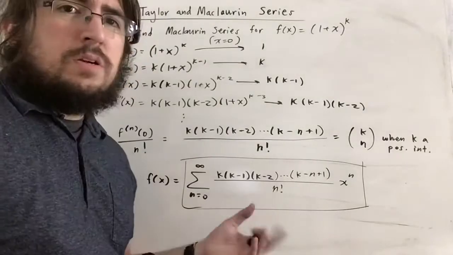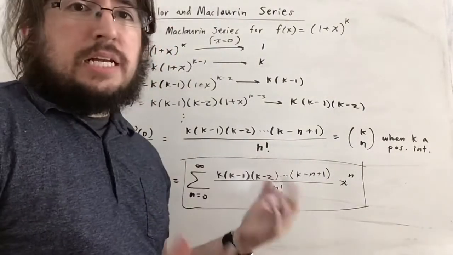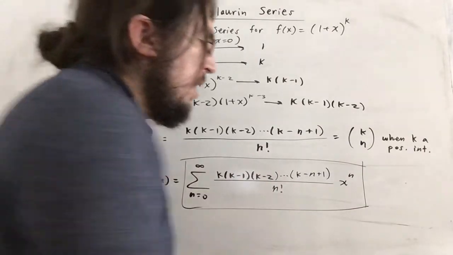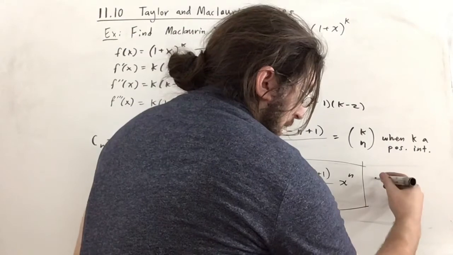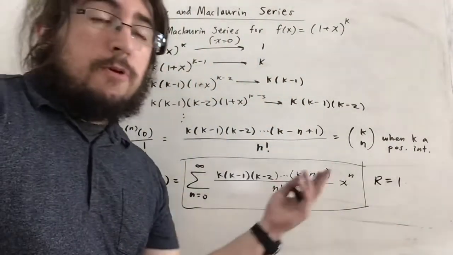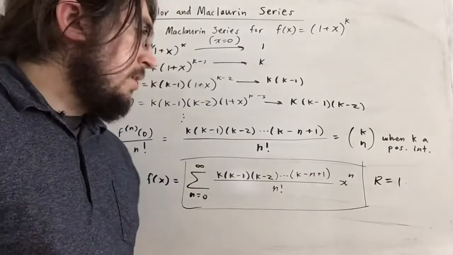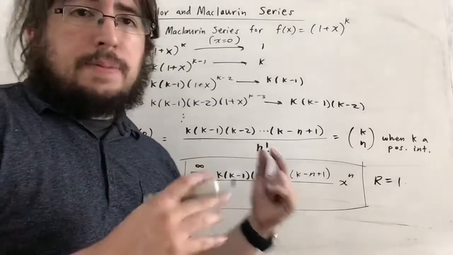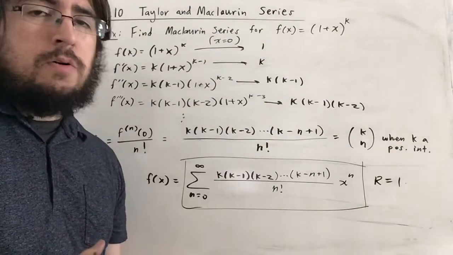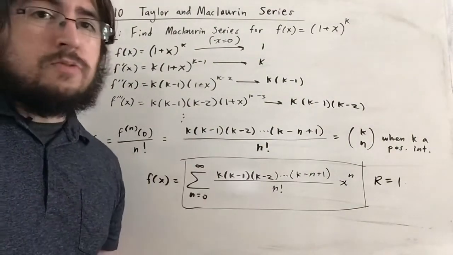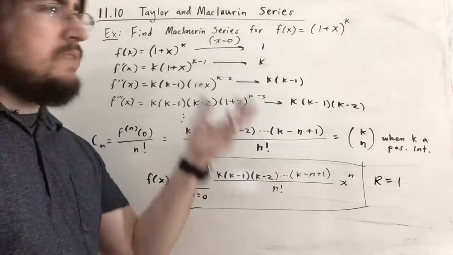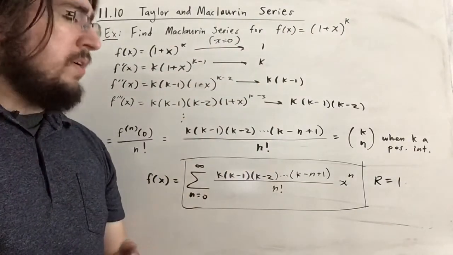I'll leave it up to you to figure out the details, but essentially it's a ratio test. It's a little more complicated than we're used to, but it's not terrible. And the ratio test will actually conclude that the radius of convergence is 1. So this only works when the absolute value of x is less than 1. Now, as far as testing the endpoints go, that depends on the value of k as it turns out. So yeah, that's kind of all I wanted to say as far as this binomial function goes.